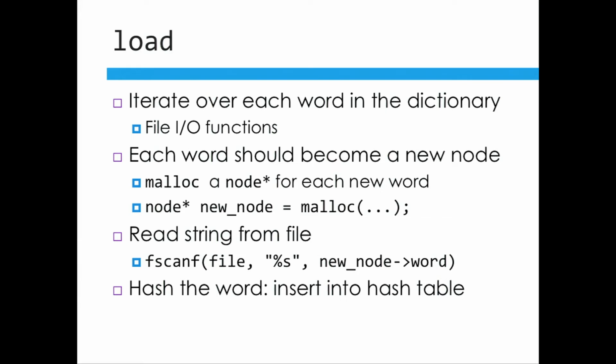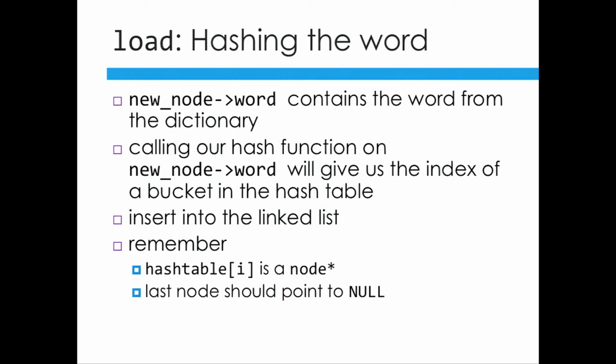Okay, all right, so we have a word whose value is new_node arrow word. That contains the word from the dictionary that we want to insert. So we want to call our hash function on that string, because our hash function takes in a string and returns an integer, where that integer is the index where hash table at that index represents that bucket. We want to take that index, go to that index of the hash table, and use that linked list to insert the node at new_node.